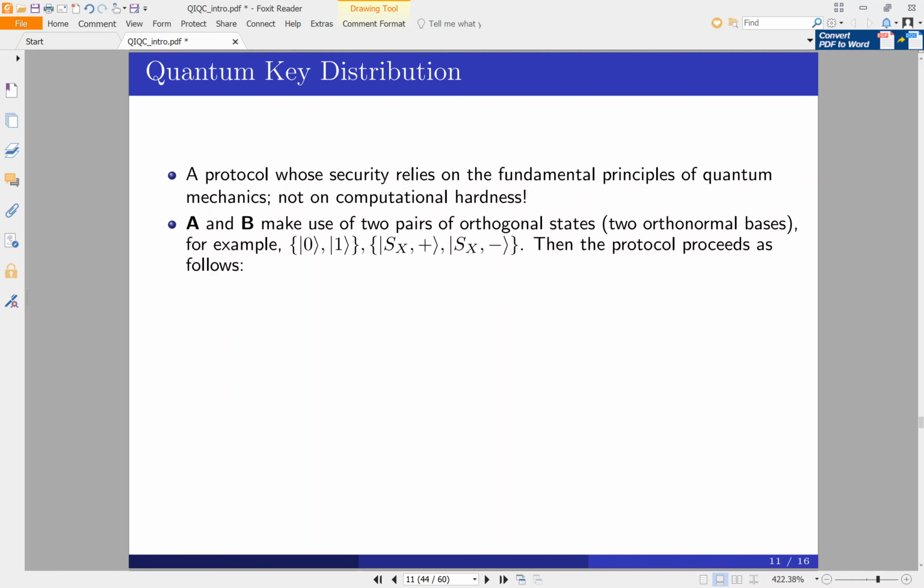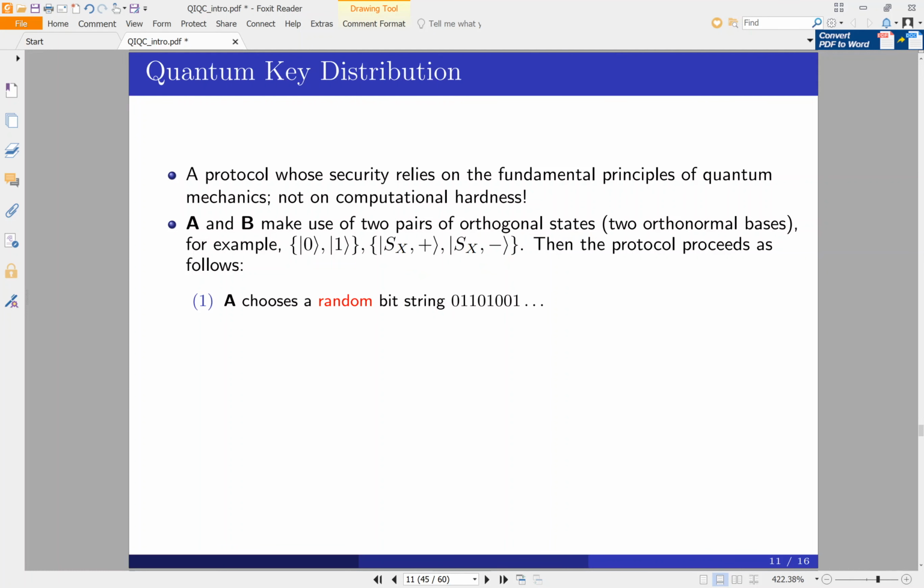A and B, these two parties who wish to communicate secretly over a public channel, can now make use of quantum states. In fact, they can make use of two sets of orthogonal states. One is the 0-1 pair and the other is the Sx plus, Sx minus pair. 0 and 1 are orthogonal to each other, Sx plus and Sx minus are orthogonal to each other. But of course, 0 is not orthogonal to Sx plus and 1 is not orthogonal to Sx minus and so on. Let me first describe the protocol and then we'll understand why it works, right?